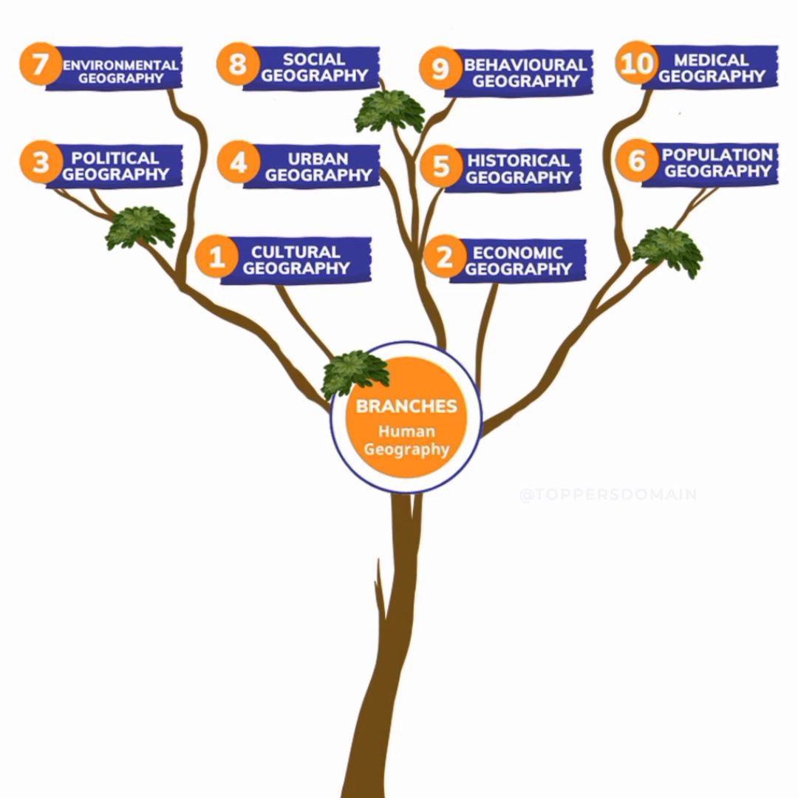Then we have economic geography, which includes all the economic activities of human beings, or anthropogenic activities, which includes agriculture, irrigation, then industrialization, tourism, trade, commerce, or exchange of goods and services, as well as transportation, infrastructure, telecommunication, services, etc.